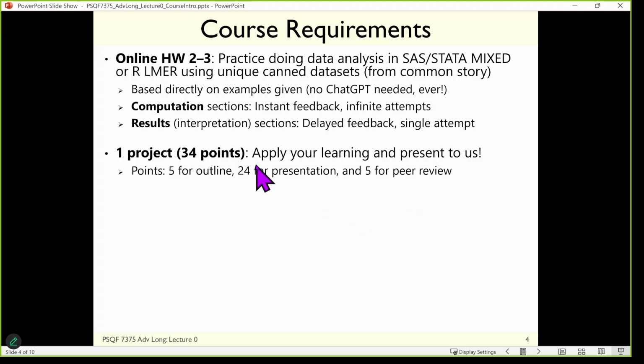The presentation itself will be somewhere around, I think, 15 to 17 minutes, depending on how it shakes out. It will be a conference style presentation. There is no paper. So this is a project that is a conference presentation, not a written submission.